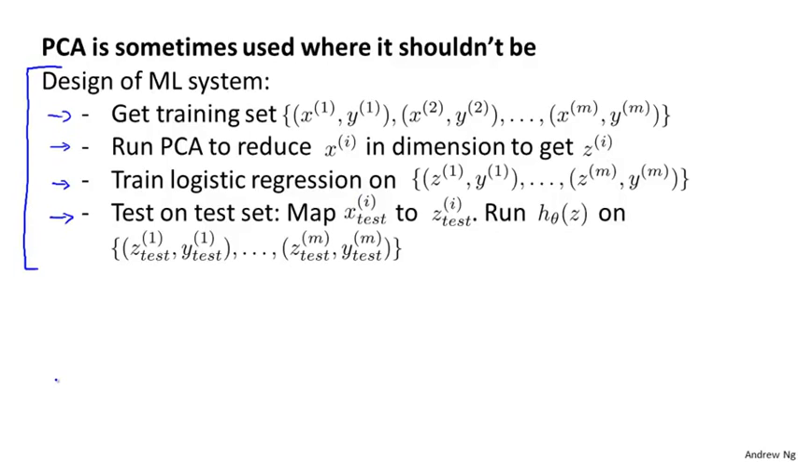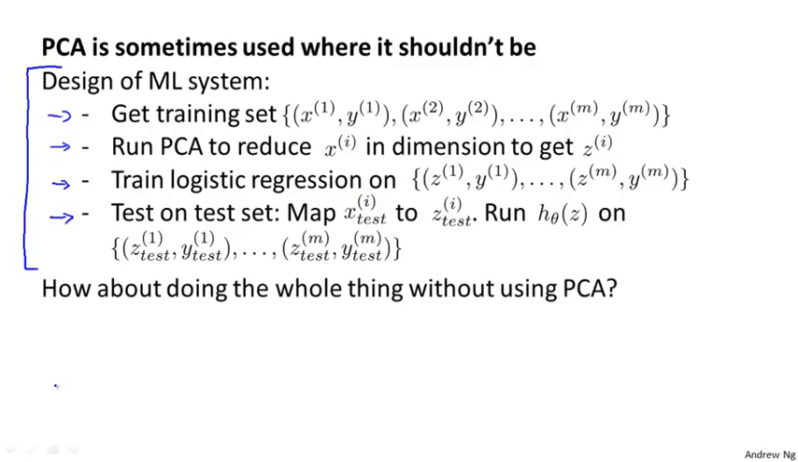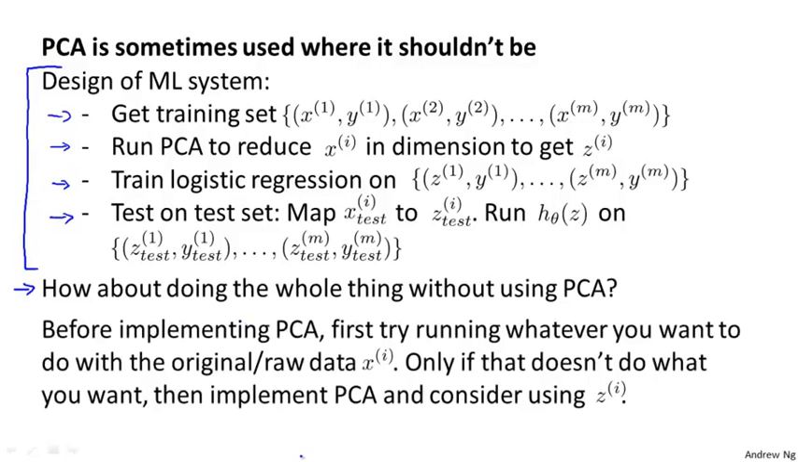Before writing out a project plan that incorporates PCA like this, one very good question to ask is, well, what if we were to just do the whole thing without using PCA? And often people do not consider this step before coming up with a complicated project plan and implementing PCA and so on. And so specifically, what I often advise people is, before you implement PCA, take whatever it is you want to do, and first consider doing it with your original raw data x_i. And only if that doesn't do what you want, then implement PCA and consider using z_i.